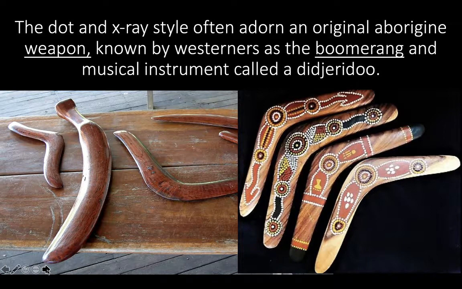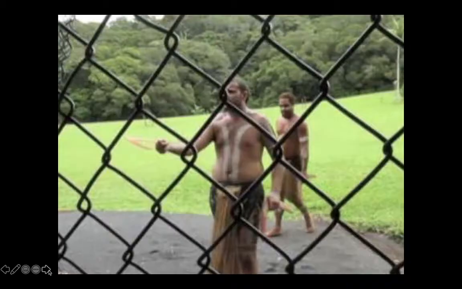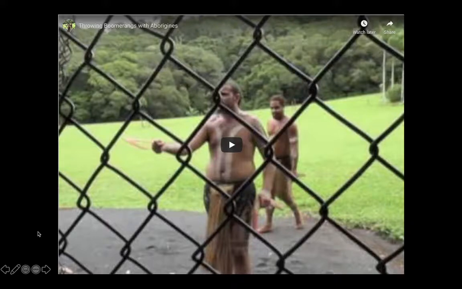Okay, so the dot and X-ray style are not just used for body paint and artwork, but also to decorate boomerangs and didgeridoo musical instruments that they have. The boomerang is actually a weapon. We're accustomed to seeing the traditional shape, which is a wide V shape. But you can see in the image on the left that boomerangs come in a large variety of shapes. Some of them are more arc shaped, some of them have one shorter end and a longer end, and there are technically some that have 3 and 4 prongs as well. So there's a large variety of those. And sometimes we see just a wood grain, but lots of times they're decorated with traditional Aboriginal artwork.